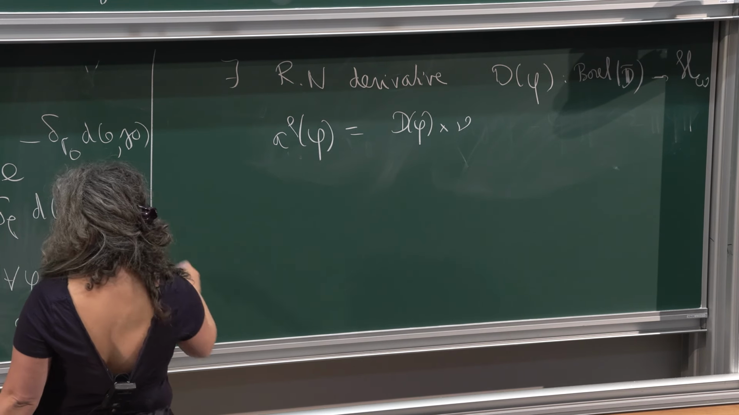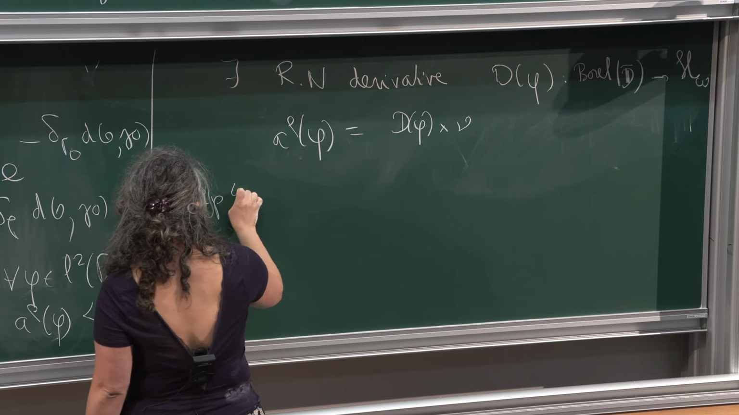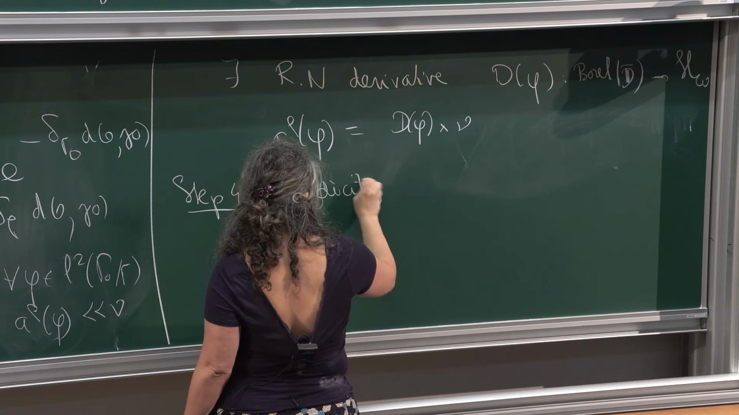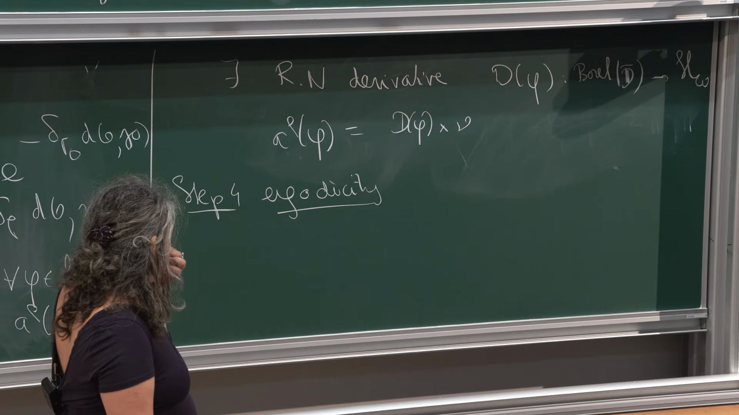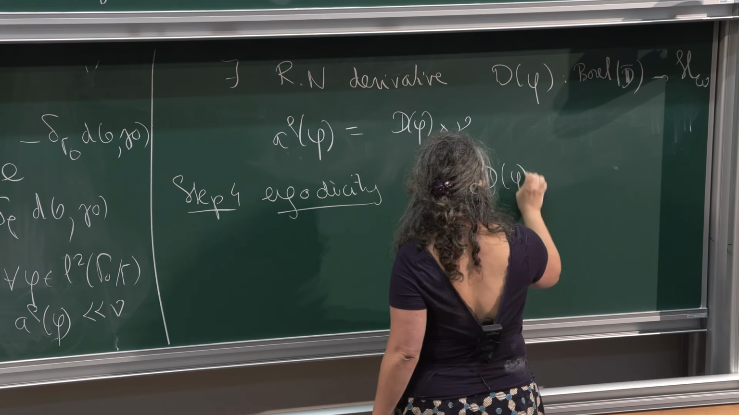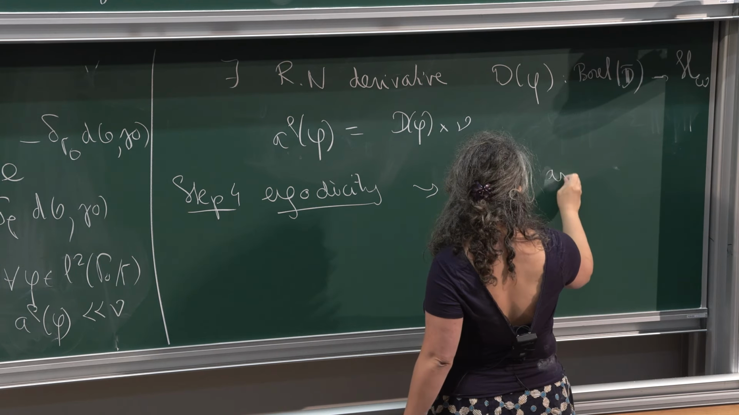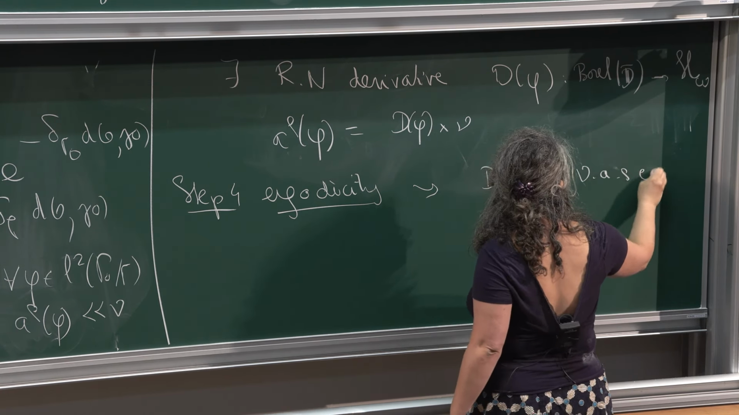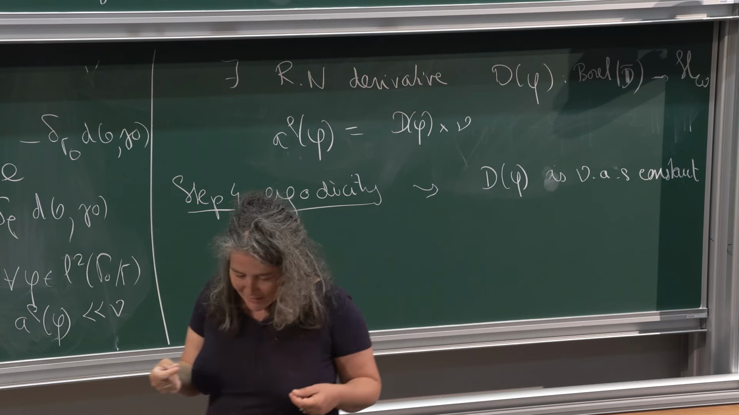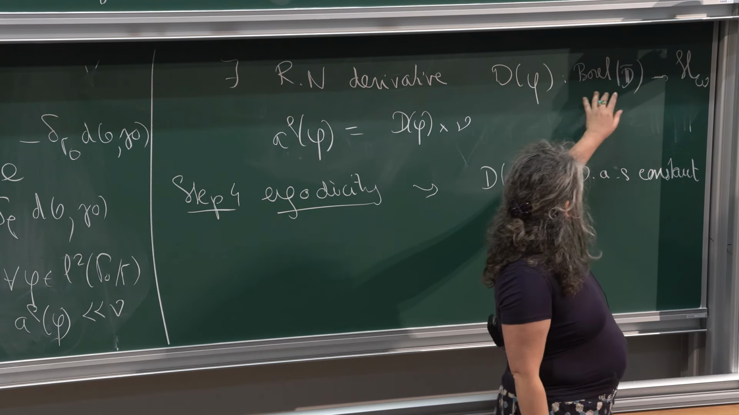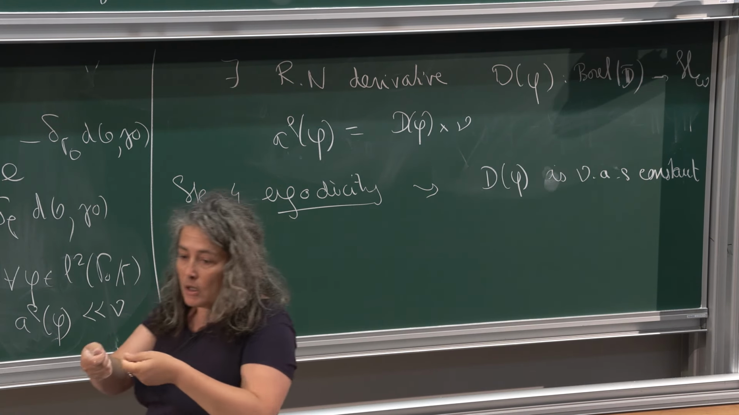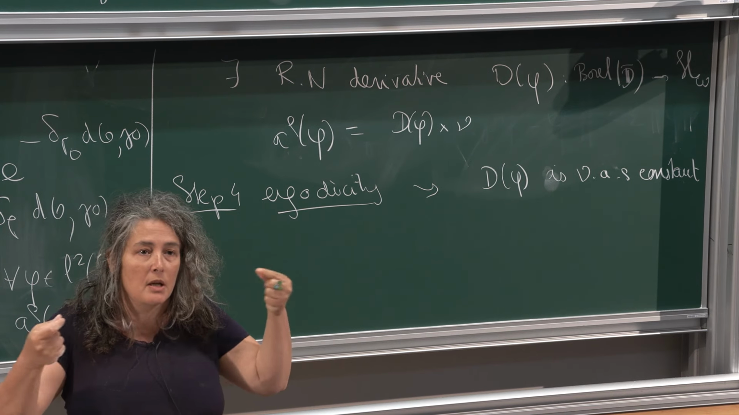And now step 4, ergodicity. I have no time to give details, but it's a classical ergodicity argument, so nothing strange. It will lead you to the fact that d of phi is nu almost surely constant. But it's constant, and it's a function from the Borel sets of D bar to H omega. So constant means that its essential constant value is an element of H omega.